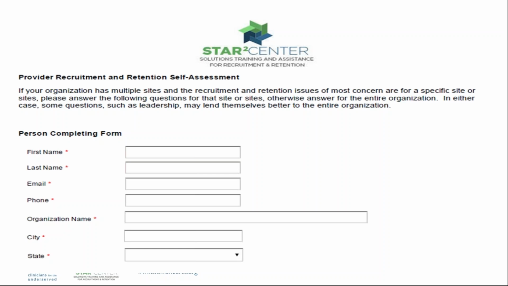So the most important thing, I think, on this part of the form, is to make sure the organization name is the name of your health center. So health centers may have several sites. So if you're using a self-assessment tool for one or more sites, but not all of the sites, we really would want the organization name to be the health center, not just the site.